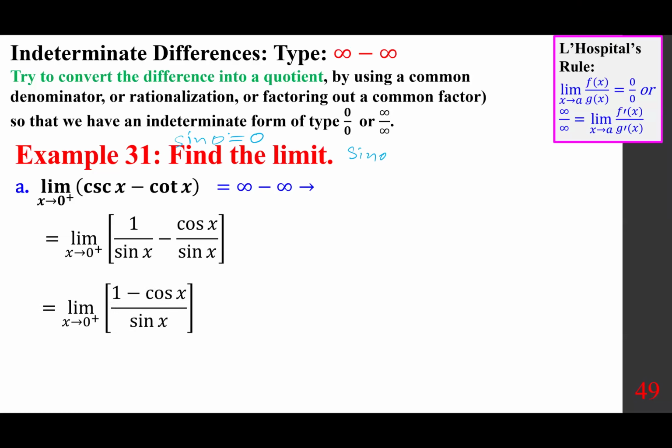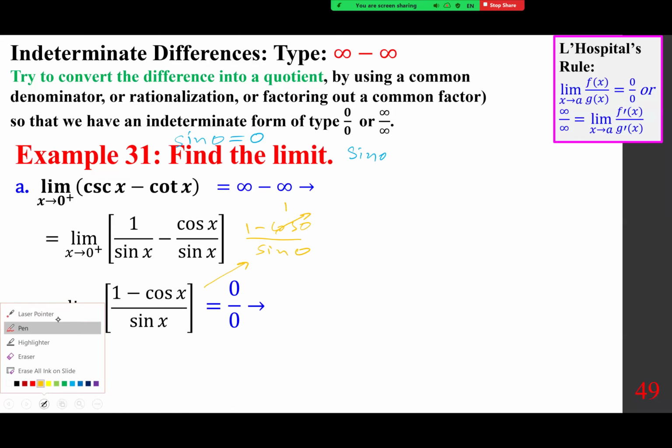And now I can plug in. So let's write it here. I plug in, I get 1 minus cosine of 0 over sine of 0. Cosine of 0 is 1. So I get 0 over 0. That means I can use the L'Hopital's rule. That means I'm going to differentiate the top and the bottom as follows. This gives me 0 minus, cosine gives me negative sign. This makes it positive sign. Sine gives me cosine.